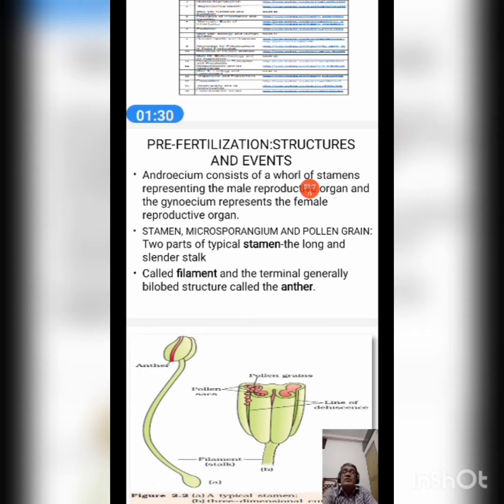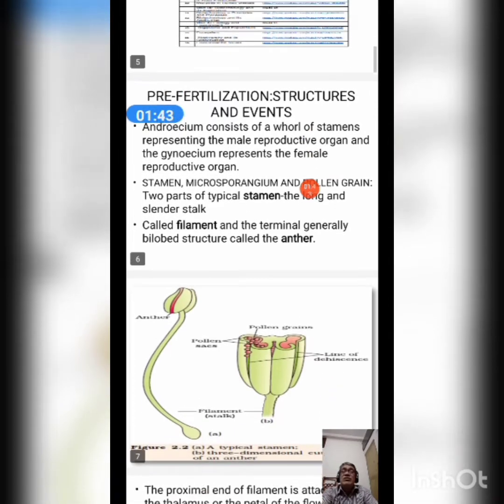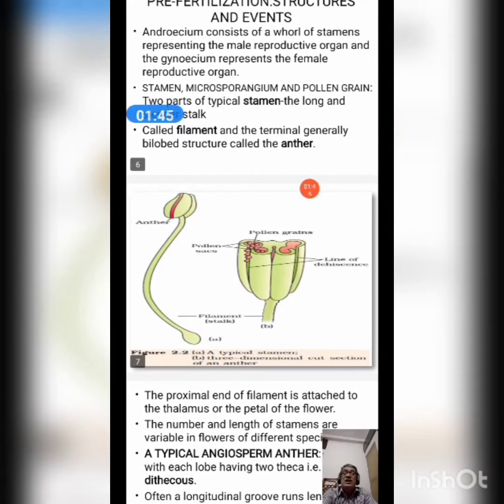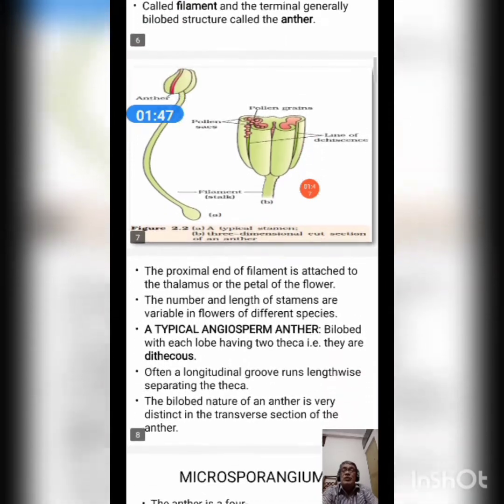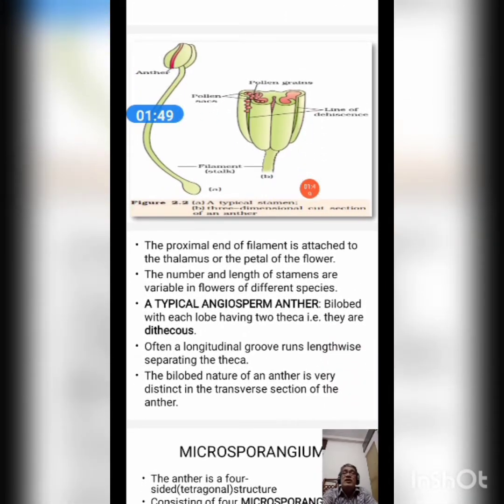There are two parts of a typical stamen: a long and slender stalk called the filament, and the terminal, generally bilobed structure called the anther. Here you see the pictorial representation of both. The proximal end of the filament is attached to the thalamus or a petal of the flower. The number and length of stamens are variable in flowers of different species.